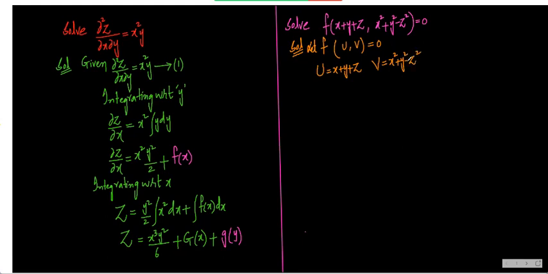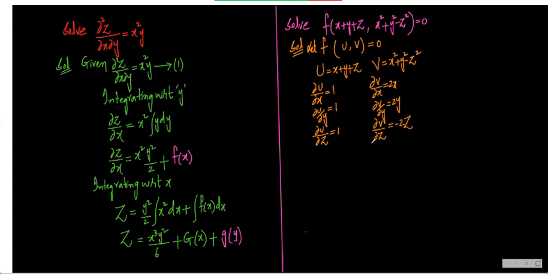Now formulas also you know, and here some values are required. Let me find out dou u by dou x with respect to x. Answer is 1. Dou u by dou y, with respect to y also answer is 1. Dou u by dou z, with respect to z also the answer is 1. Dou v by dou x, what's the answer? 2x. With respect to y, it's 2y. Now with respect to z, it's minus 2z.